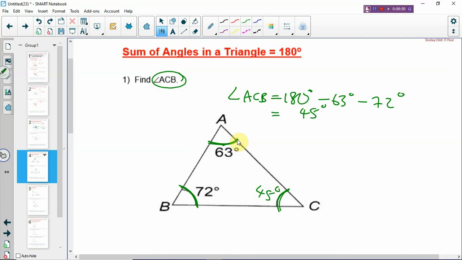For very hard problems, you have many angles all over the picture. But how do you know which angles belong to the triangle? You always look for the corners of the triangle. Okay, look for the three corners, and the angles at the corners, they will belong to the triangle. And when you add them together, they will be 180 degrees.